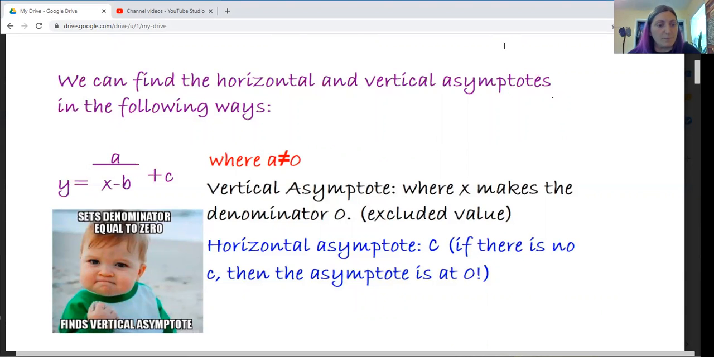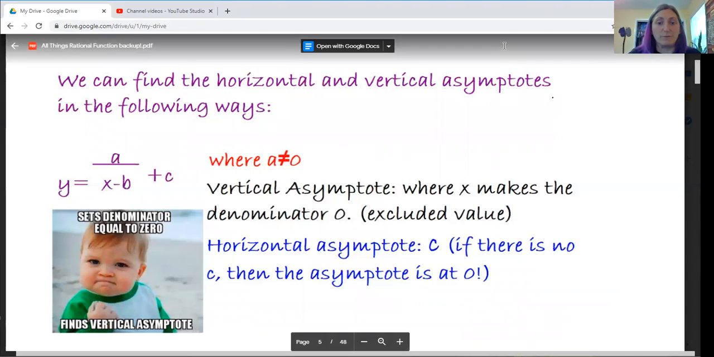All right, so let's talk about finding the horizontal and vertical asymptotes. Okay, let me get it back. So we can find the horizontal and vertical asymptotes in the following ways. I'm hoping that you guys can see my cursor, and I'm trying to get it back. Hello, come back to me. There we go, annotate.